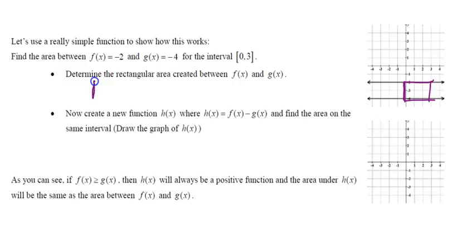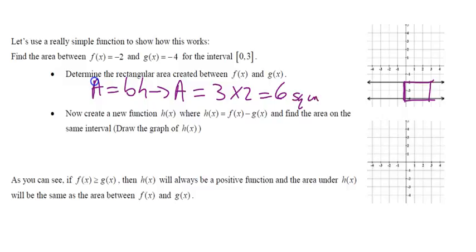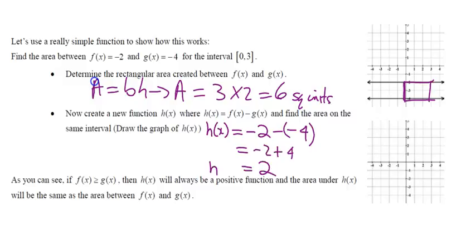2 by 3, right? So area is equal to base times height. So area is 3 times 2, which is 6 square units. Now create a new function where h of x equals f of x minus g of x. So h of x will equal negative 2 minus negative 4, which is negative 2 plus 4, which is 2. And draw that and find the area on the interval.